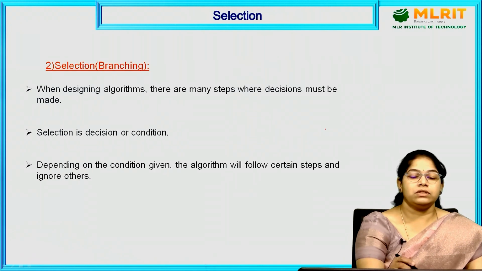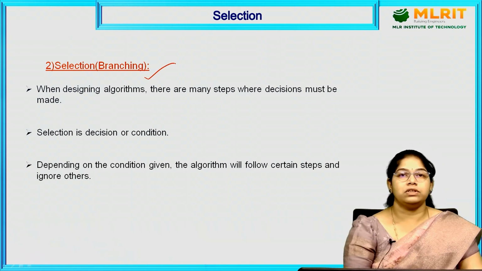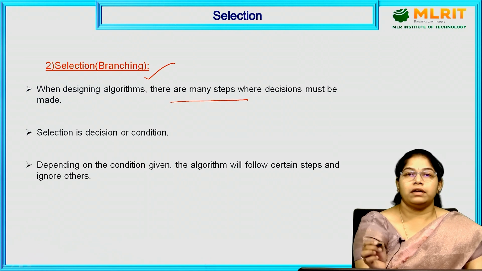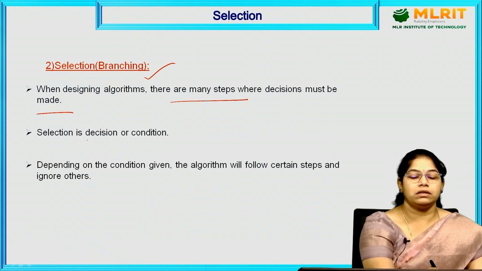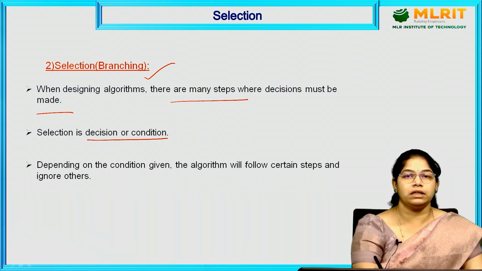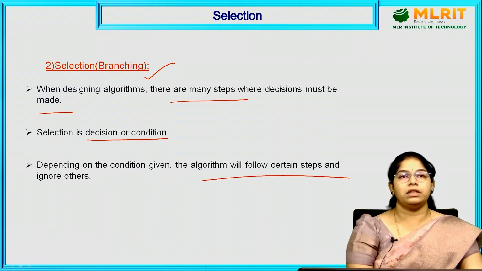Selection. The next constituent of an algorithm is selection. Selection is also called branching. When designing an algorithm, there are many steps where a decision has to be made. Selection is a decision or a condition. Depending on the condition given, the algorithm will follow certain steps and ignore the others.